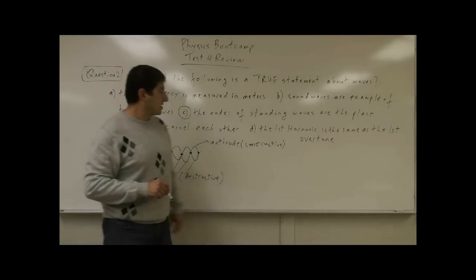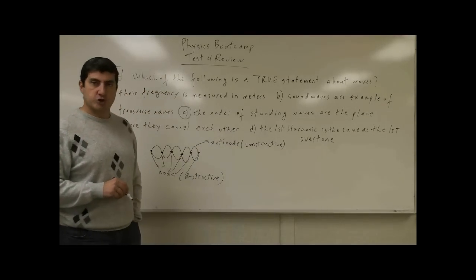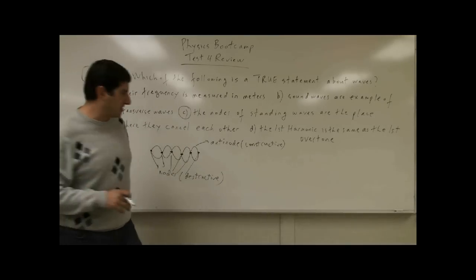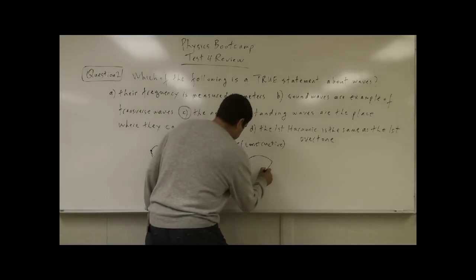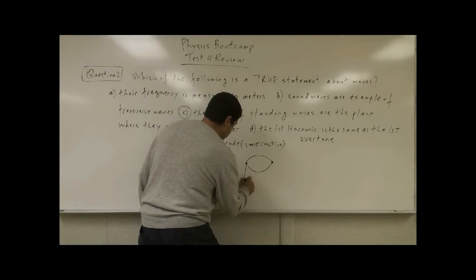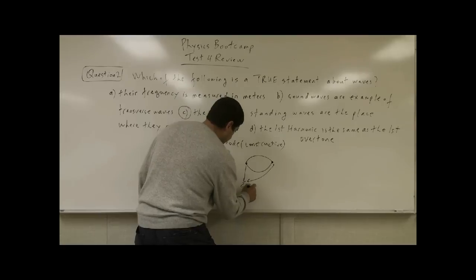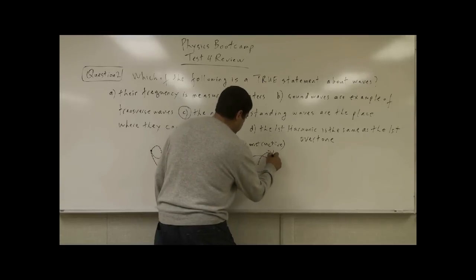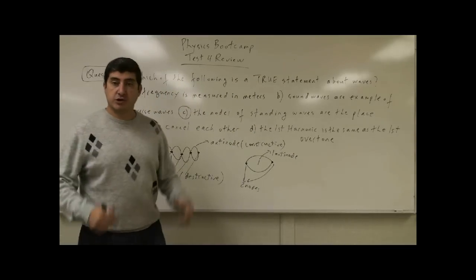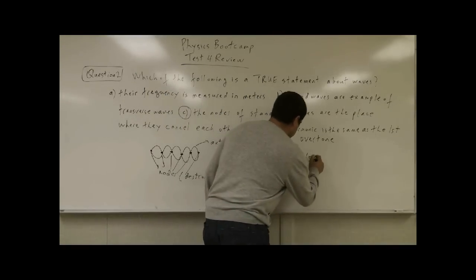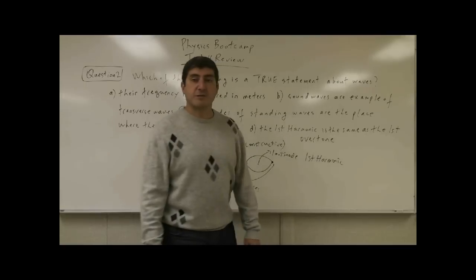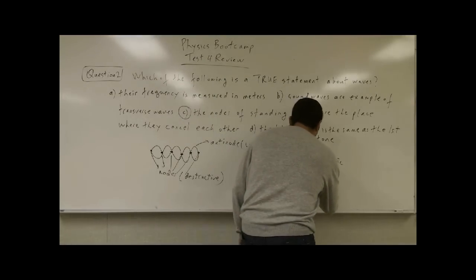Now, choice D, the first harmonic is the same as the first overtone. Well, when waves interact, you have different harmonics that can develop. The simplest harmonic is when you basically have two nodes and one anti-node. This is the simplest harmonic. It's called the first harmonic. It's also known as the fundamental frequency of the wave.